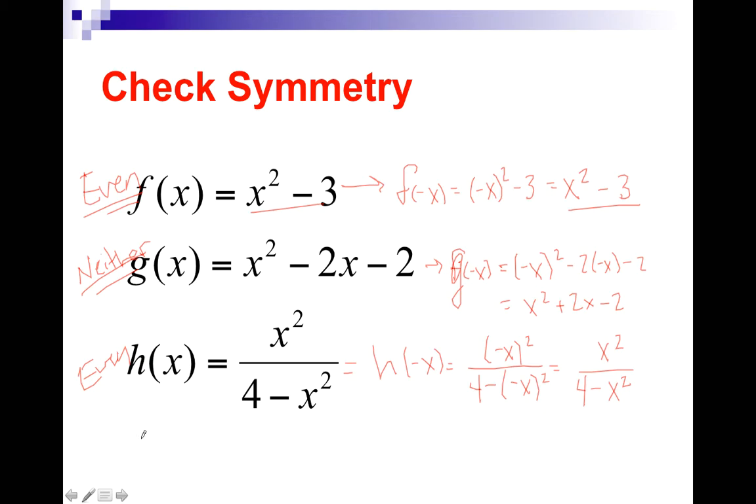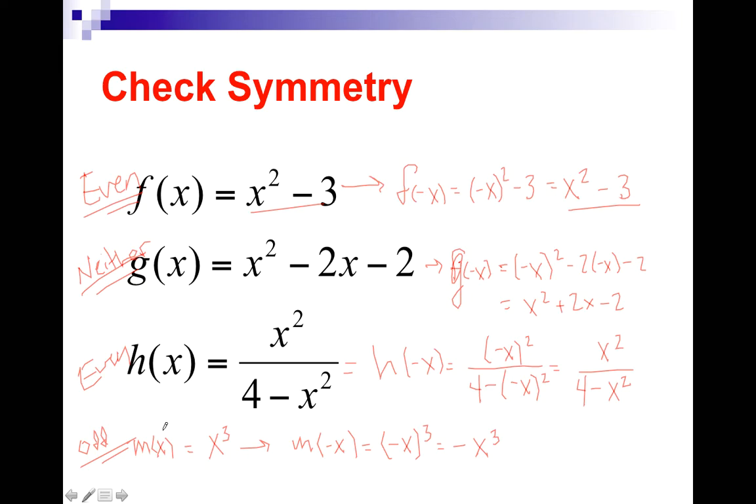Here's what an odd function would look like. I didn't choose an example here. Let's call it x cubed. If I did m of negative x, I would get negative quantity x cubed. And if I cube a negative number, it's going to remain negative on the cube. And notice that this is the opposite of what I started with, and therefore it is odd.